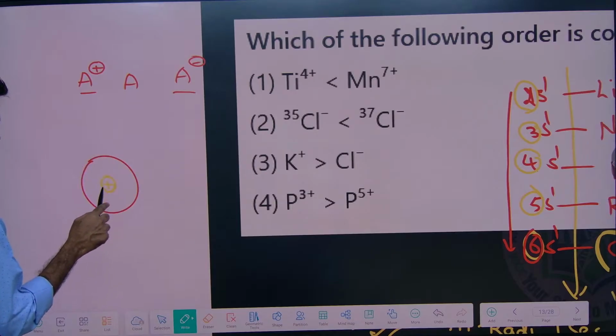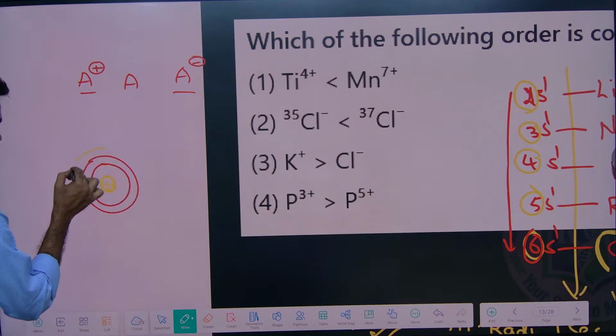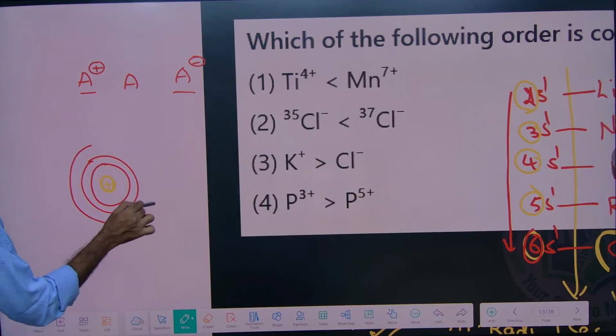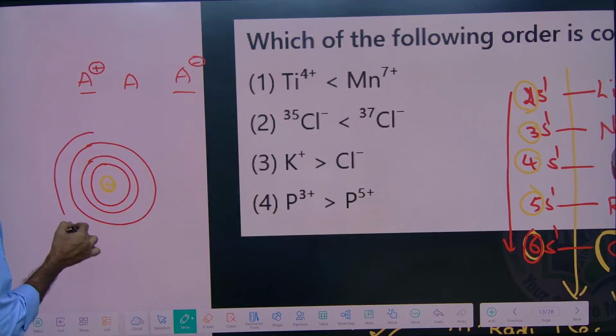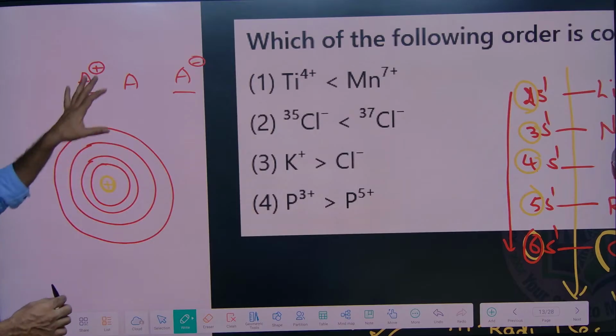This is the nucleus. The yellow one is the nucleus, let us consider, and these red circular paths are considered as shell numbers, like shells or orbits in which electrons are lying. Okay, like this we have this much big atom size.